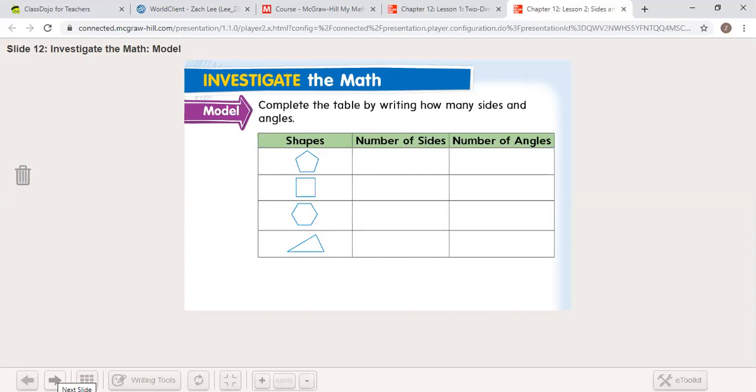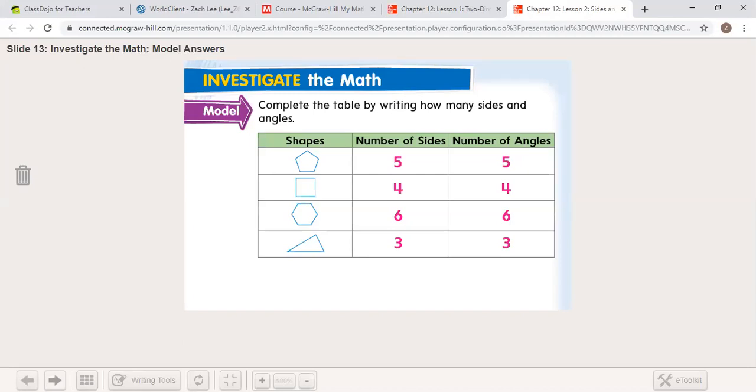All right, let's go ahead and check our answers and see how many sides and angles each of those shapes have. A pentagon has 5 sides and 5 angles. A square has 4 sides and 4 angles. A hexagon has 6 sides and 6 angles. And a triangle has 3 sides, 3 angles. If you notice, the two-dimensional shapes all have the same number of sides and angles.